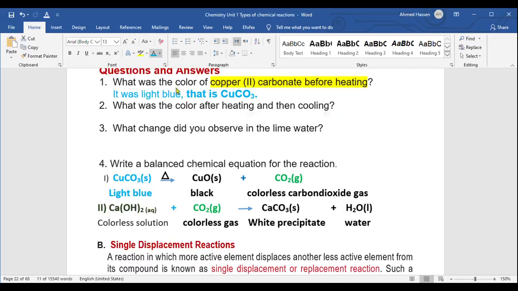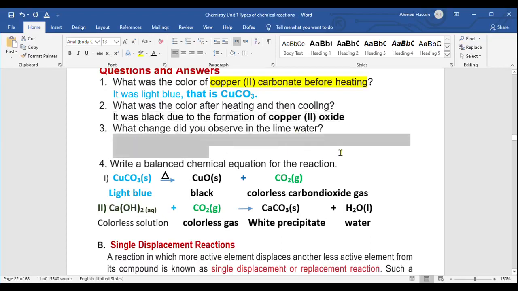As you can see, a black substance remained in the test tube after the light blue substance is heated, and the gas evolved was checked with lime water. What change did you observe in the lime water? Lime water is a colorless solution of calcium hydroxide. Since the gas reacts with it, the colorless solution turns milky due to the formation of calcium carbonate.